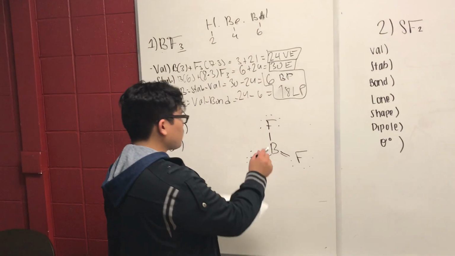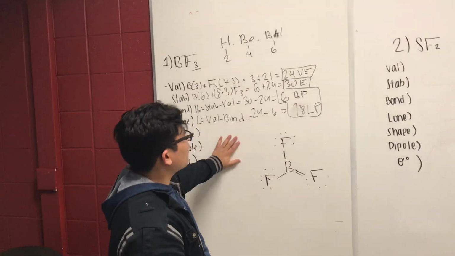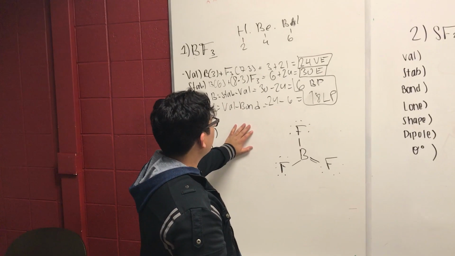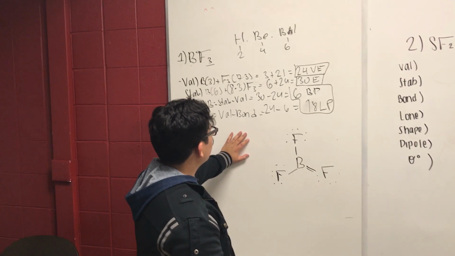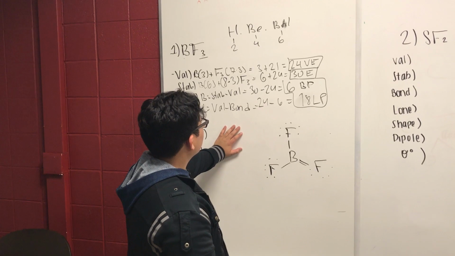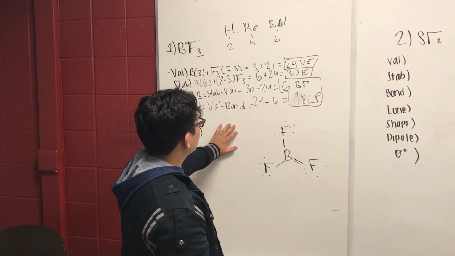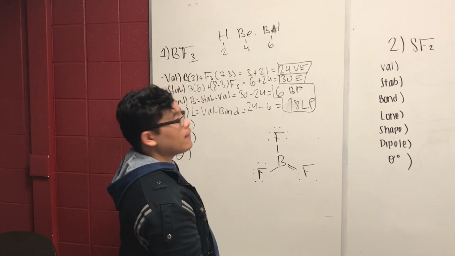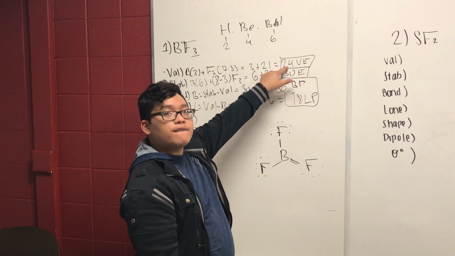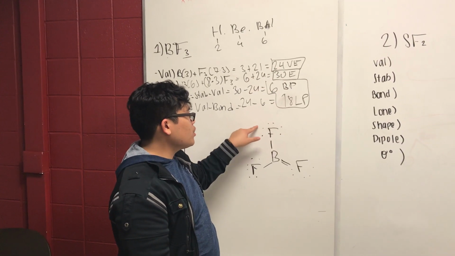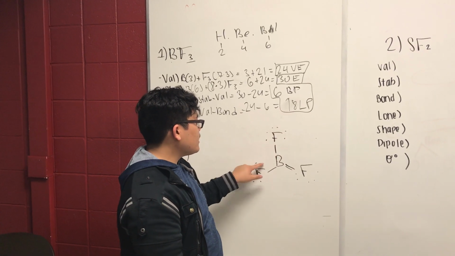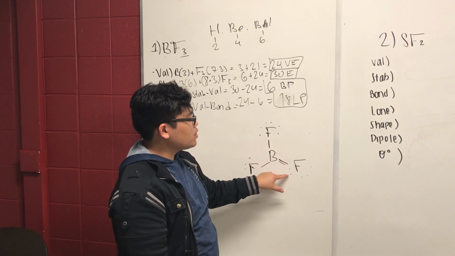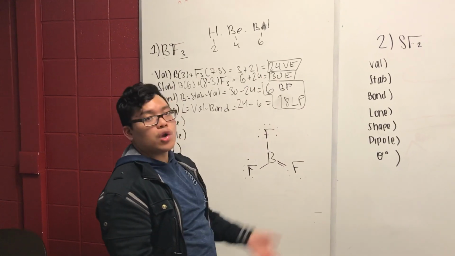So right now, this is the structure of your formula. Hold up, give me a moment. 24, and you can actually use a lot of these to check your work. 24 valence electrons: 1, 2, 3, 4, 5, 6, 7, 8, 9, 10, 11, 12, 13, 14, 15, 16, 17, 18, 19, 20, 21, 22, 23, 24. 24 valence electrons. You're good.